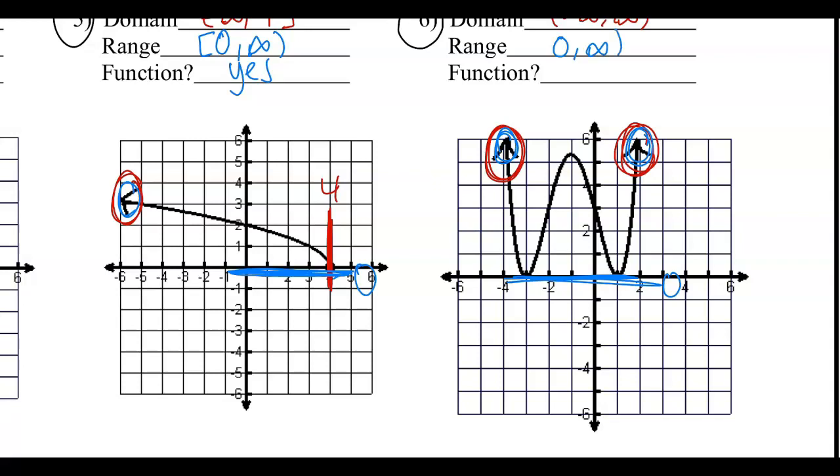At 0, at the very bottom of this graph, if there were an open circle, then I would definitely put a parentheses here. But since there's no open circle, we're just going to put a bracket behind it. And is this a function? Yes, this is a function.